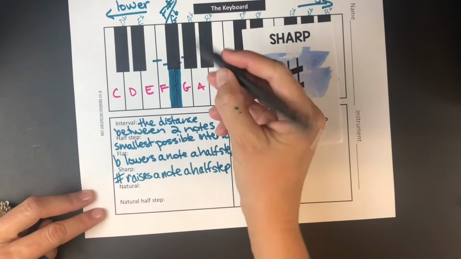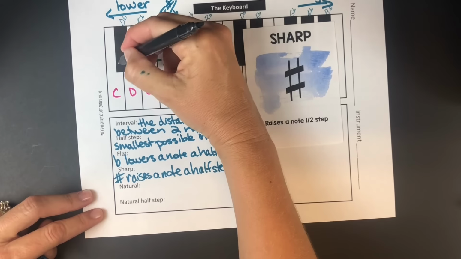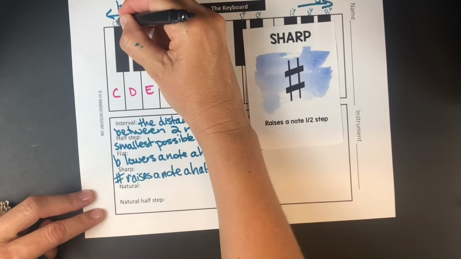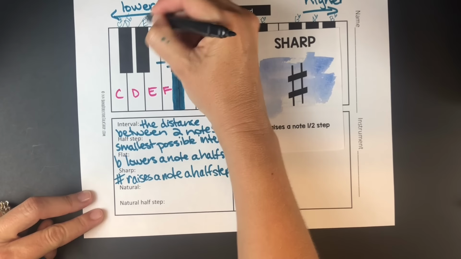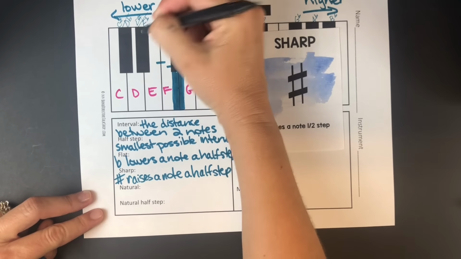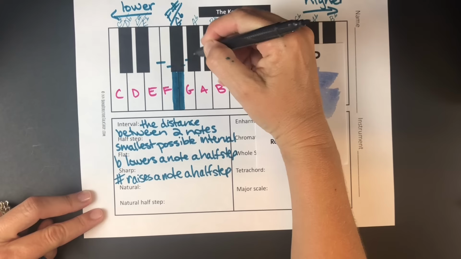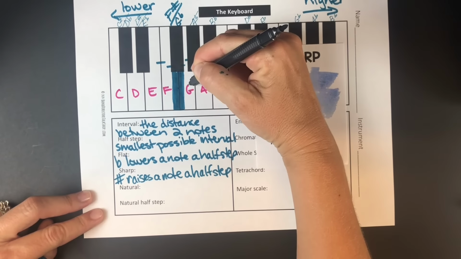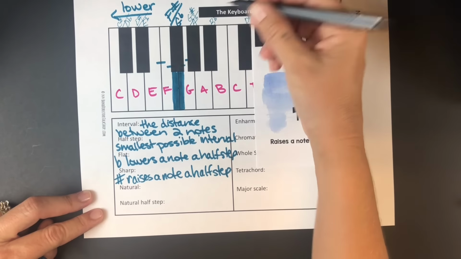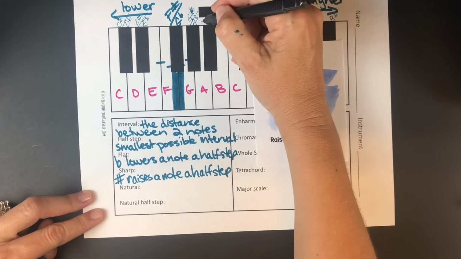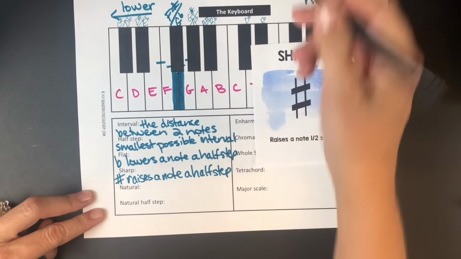All right, so let's do that for the rest of them. So C raised up a half step is C sharp. It's the same key as D flat. D sharp is the same key as E flat. Another name for A flat would be this note raised up, so G sharp. And then this one raised up would be A sharp, okay?